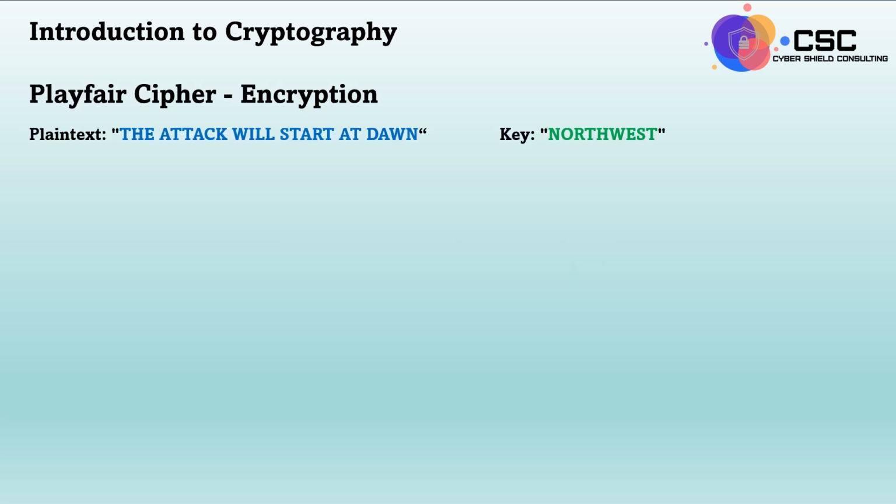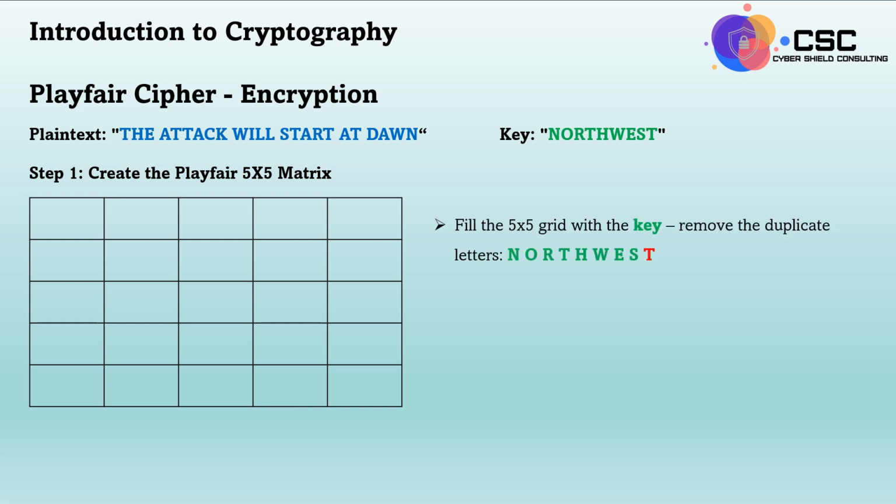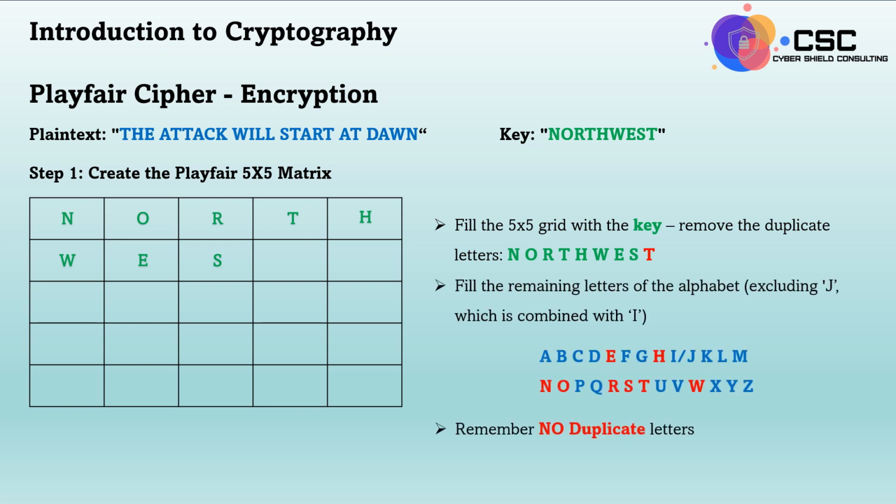Now let's begin the encryption process using the Playfair Cipher. The first step is to create the 5x5 Playfair matrix using a keyword. For this example, we'll use the keyword Northwest. So we place the key letters into the 5x5 grid first, but we must remove any duplicates. If you look at Northwest, you will see that the letter T, the last one in the key, is repetitive. It's a duplicate, so we don't include this one, we remove it. Then we fill the remaining letters of the alphabet, excluding J, which is combined with I. This allows it to fit in the 25-letter grid.